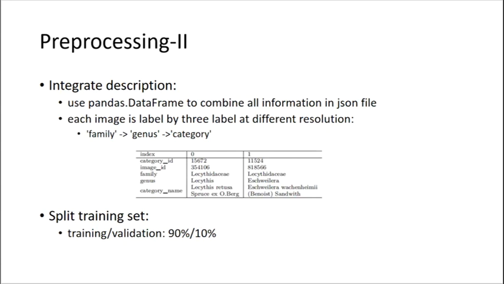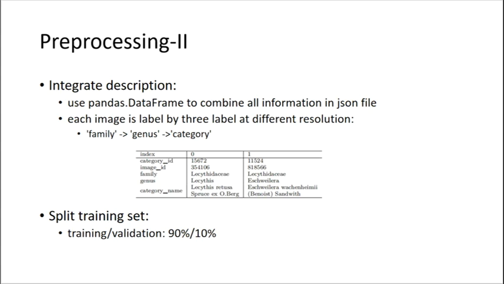Secondly, we need to integrate all the descriptions and information from the COCO format JSON file. We got a pandas data frame for all the specimens. There are 3 labels and 1 image for each specimen, and the 3 labels are at different resolution levels of classification. Family is the coarsest classifying standard, and category is the finest.